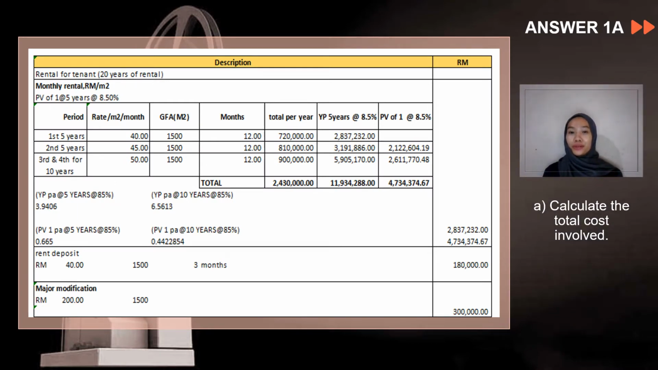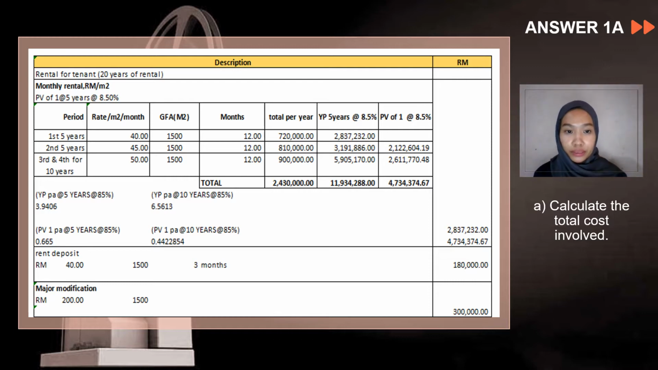Assalamualaikum and hello. This is question 1 from 2016. The question mentions that the client wants to rent a vacant office for his new business headquarters, and he found this building suitable for his business. The building has a GFA of 1,500 square meters, and for the tenancy period, he wants to occupy the place for 20 years, with the rent subject to review every 5 years.